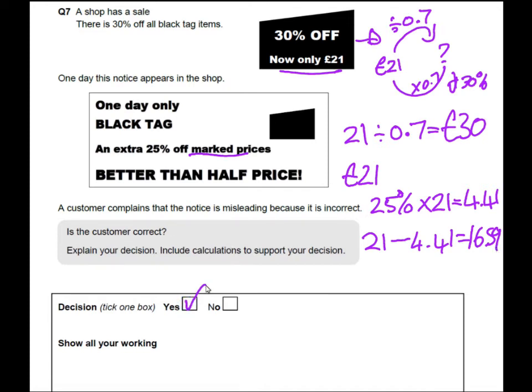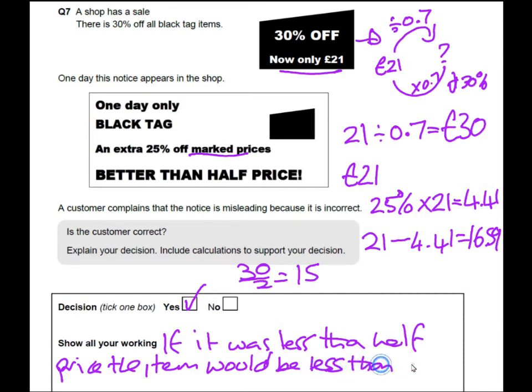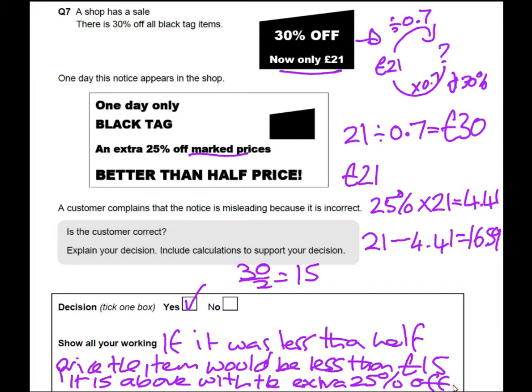Yes, the customer is correct, because if it was less than half price, the item would be, now we've got £30, we divide it by 2, which gives us 15, so it would be less than £15, because £15 is the half price amount. And then it is above this with the extra 25% off. So anything along those lines. So you're working out, it's going to be a couple of marks and then 1 mark for your decision and explanation. So there are 3 marks for question 7.